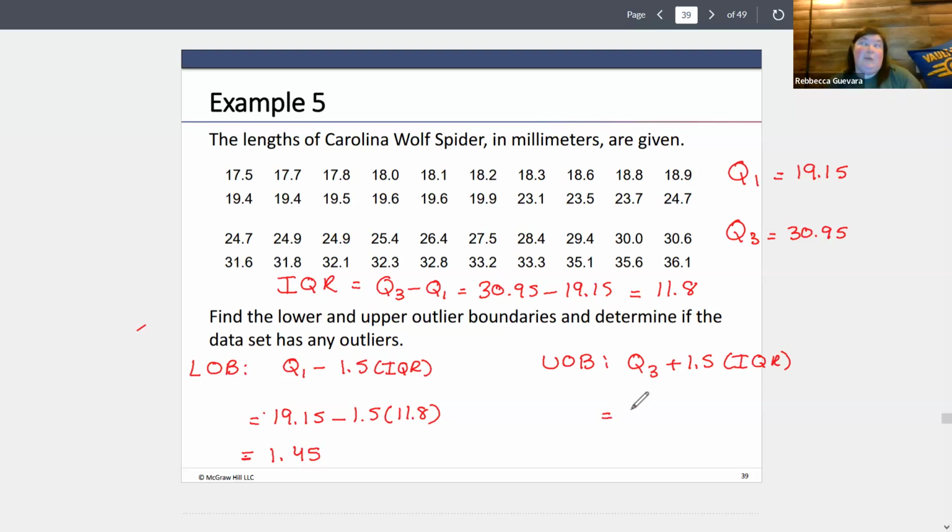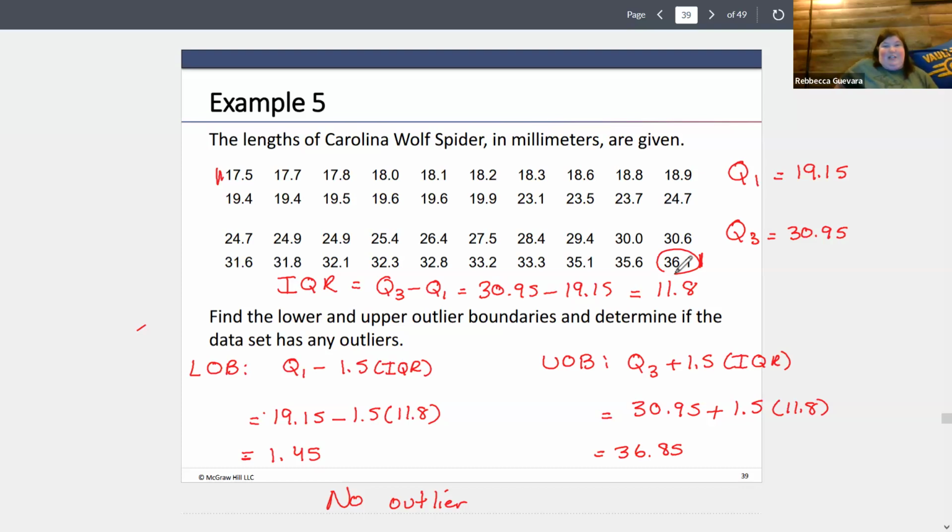If we're looking for my upper outlier boundary, then we need the Q3, which is 30.95, and then we're going to add 1.5 times that interquartile range of 11.8. So 30.95 plus that is 36.85. My data fits within the bounds, so in this case, there's no outlier. Like I said, sometimes you just don't have any. This value here is pretty close to being an outlier, but just small enough not to be.